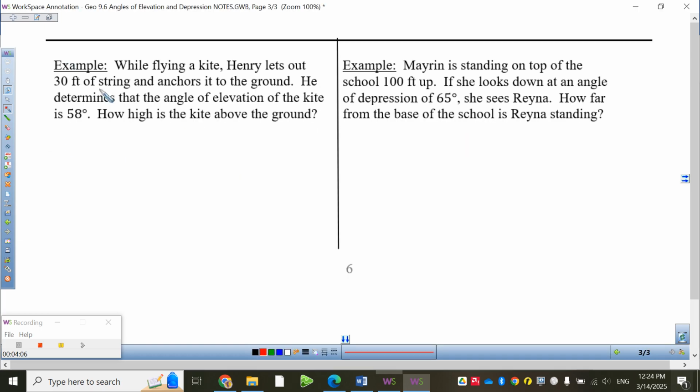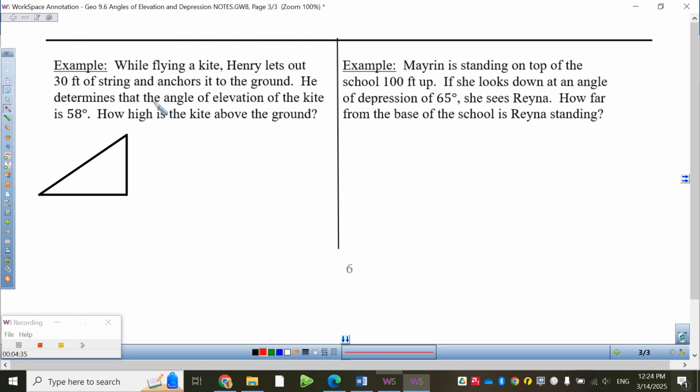All right, first example. While flying a kite, Henry lets out 30 feet of string and anchors it to the ground. He determines that the angle of elevation of the kite is 58 degrees. How high is the kite above the ground? All right, so I would like us to draw a picture for this scenario, and I'm not going to worry too much about if it's perfectly to scale or not. I'm just going to make sure that I have a triangle set up for this problem, and then I'm going to try to label it accurately.